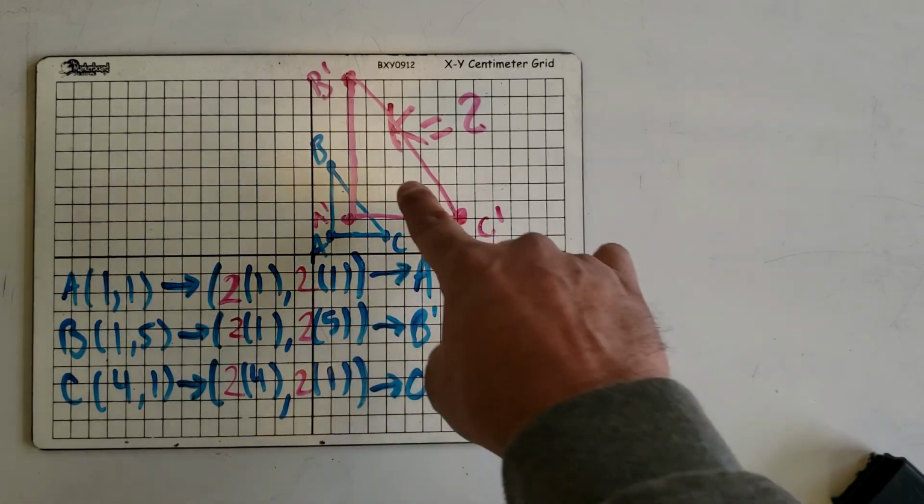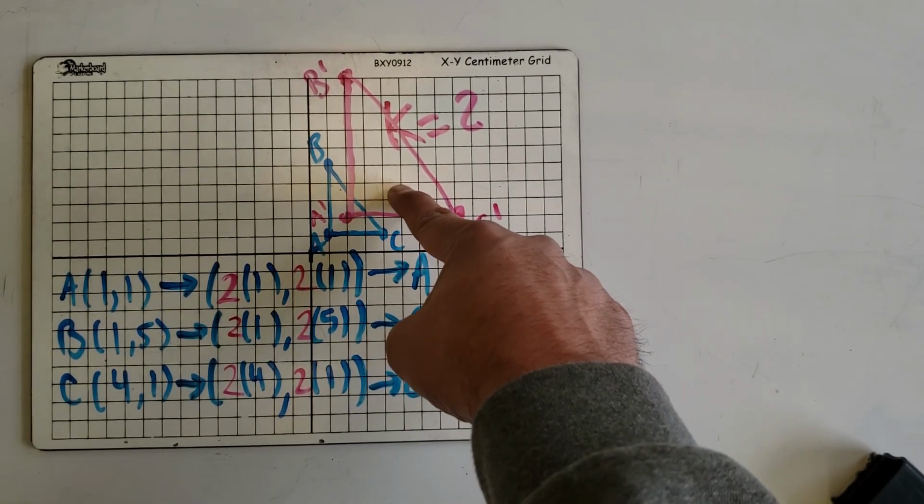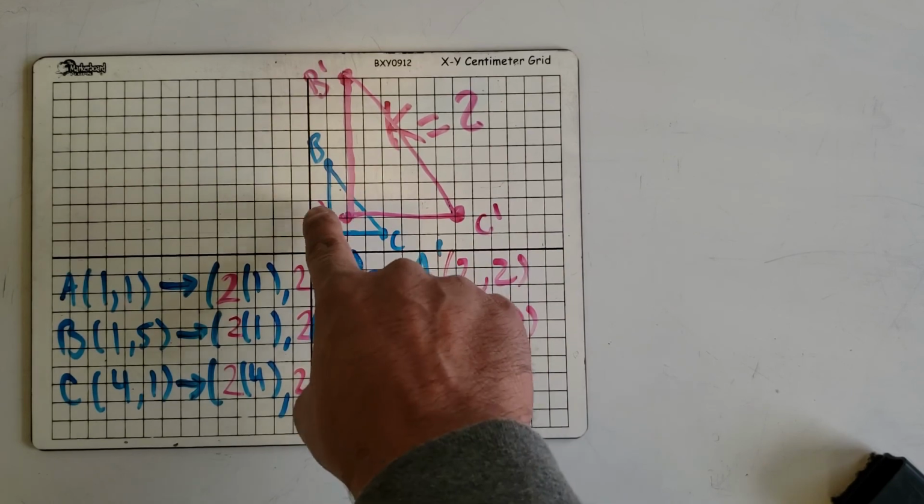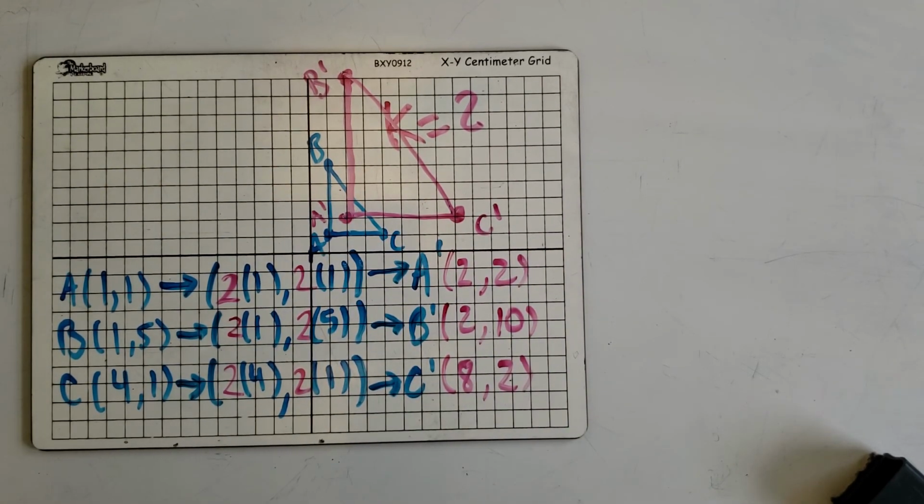If I was to modify this one, the pink triangle, then I would put 2 little marks because it's the third one. All right, so that's dilation in a nutshell.